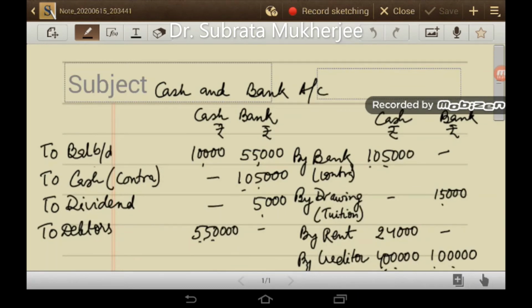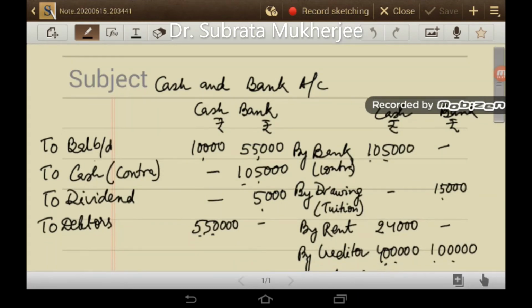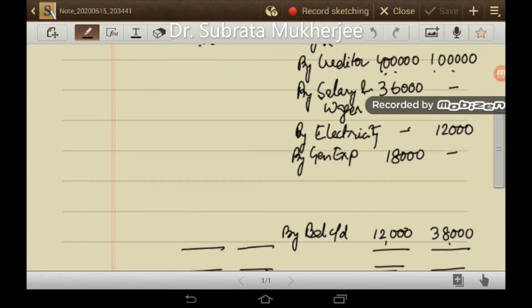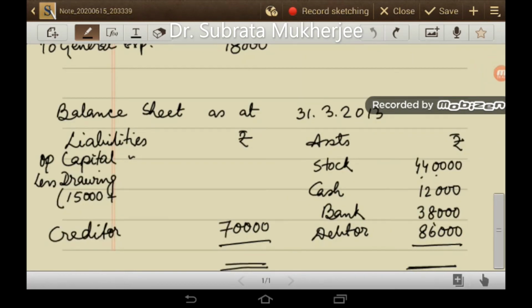Last item is drawing every month 6,000 by cash. So in cash column, I will write by drawings. 6,000 per month means yearly 72,000 of drawing is made by cash. This will be posted in closing balance sheet. So in closing balance sheet, I have already written one item of drawing as 15,000 and another item 72,000.